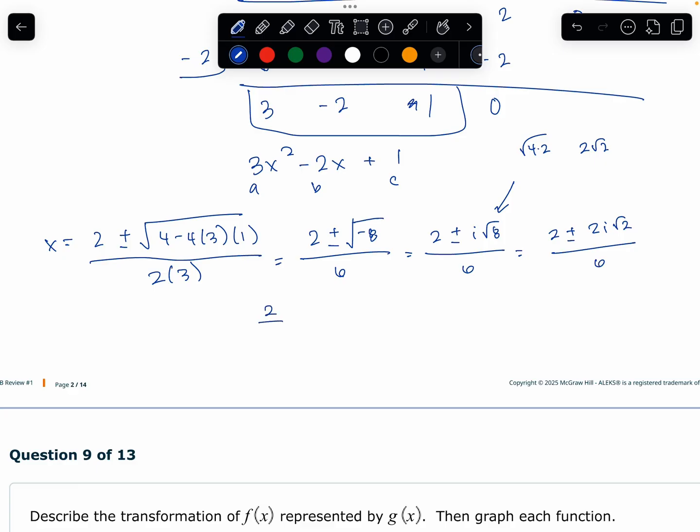I'm going to split that up. So 2 over 6 plus or minus 2i root 2 over 6. And simplify this and the outer numbers. So 2 over 6 is 1/3. So 1/3 plus or minus i, or 1i, square root of 2 over 3. And that should be my solution. So there you go.